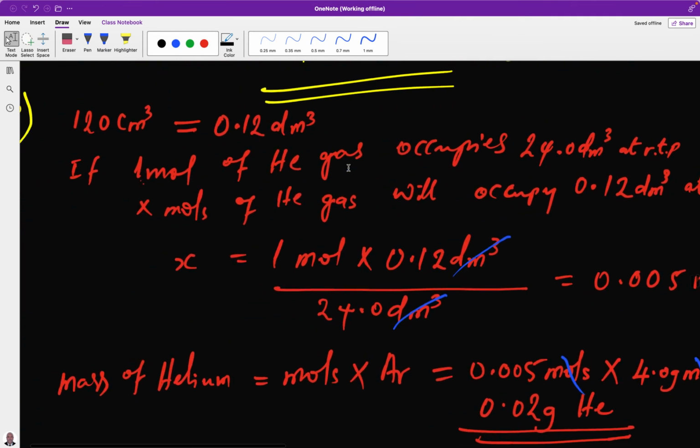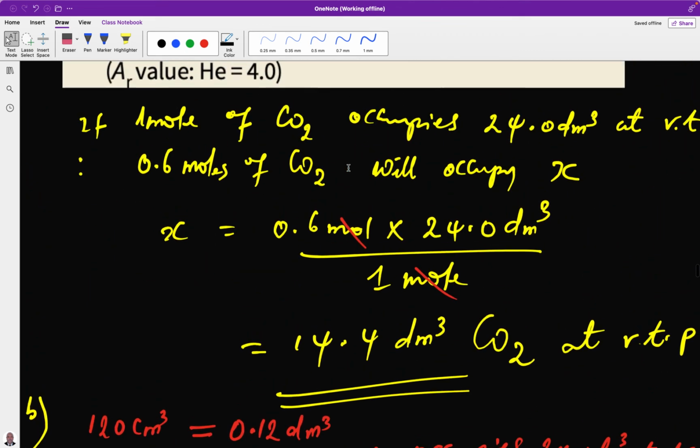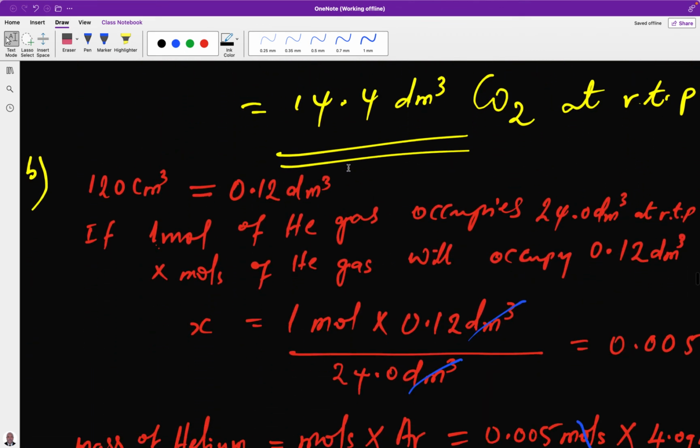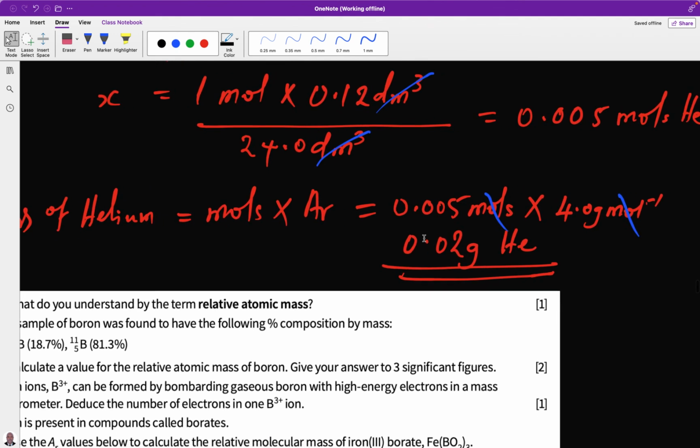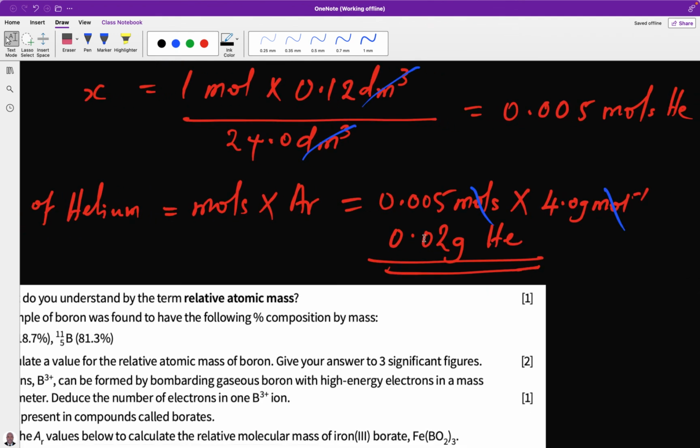And we're given the relative atomic mass of helium to be 4. So now we have the number of moles. The mass of helium will be the moles times the relative atomic mass, Ar, which is given there. And it will be 0.005 times 4 grams per mole. The units will cancel out, and the mass of helium that will be left will be 0.02 gram.